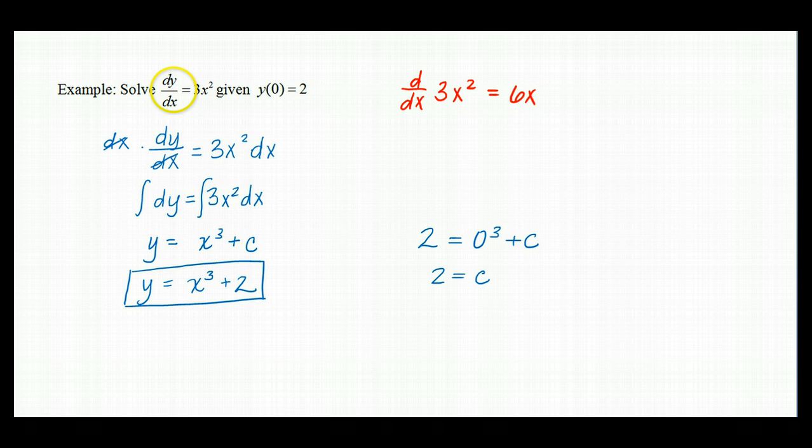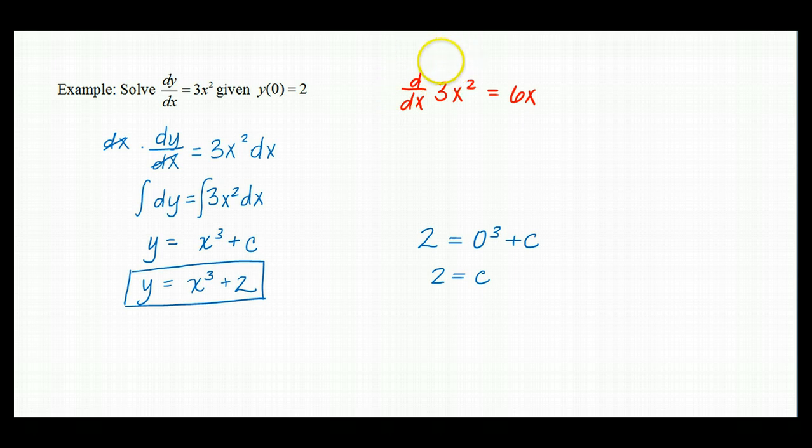What was the original function that I had to take the derivative of to get to 3x squared? And more specifically, what was that function if, when I plug in an x value of 0, I get out a y value of 2? So this problem here and this problem are two completely different problems.